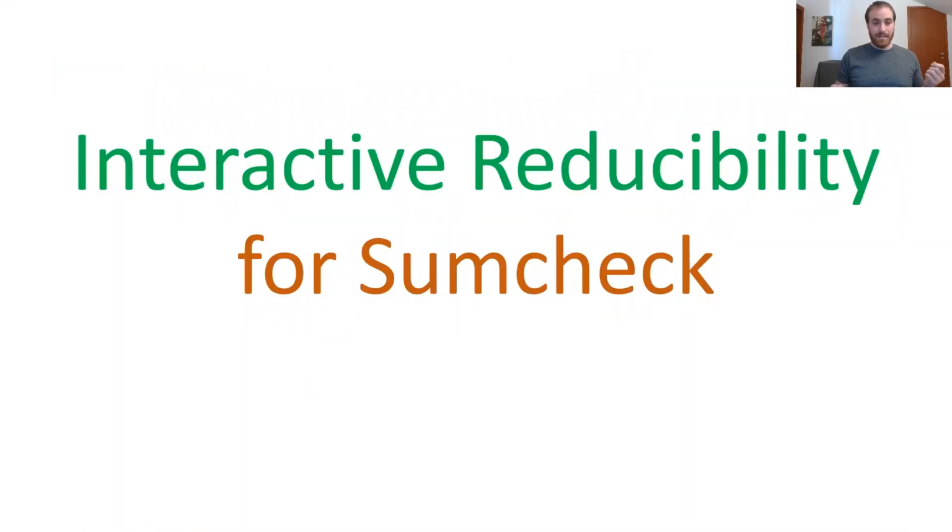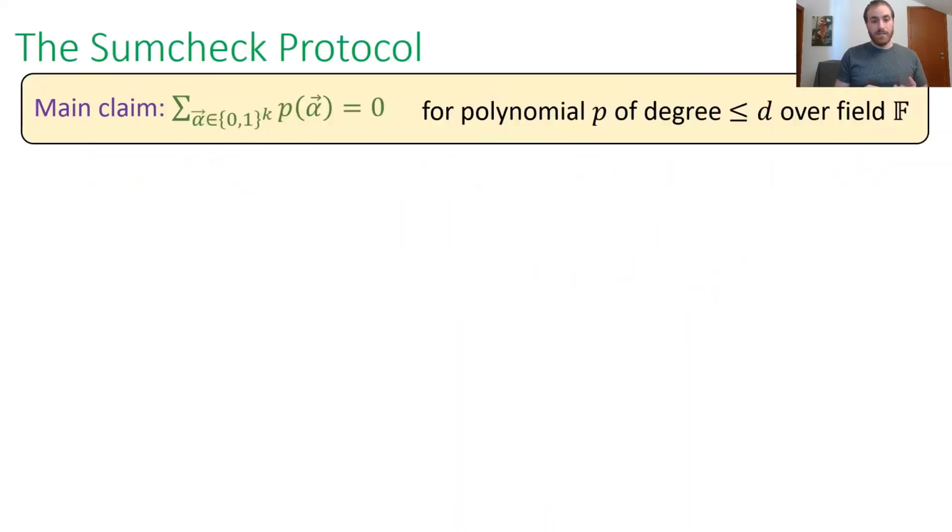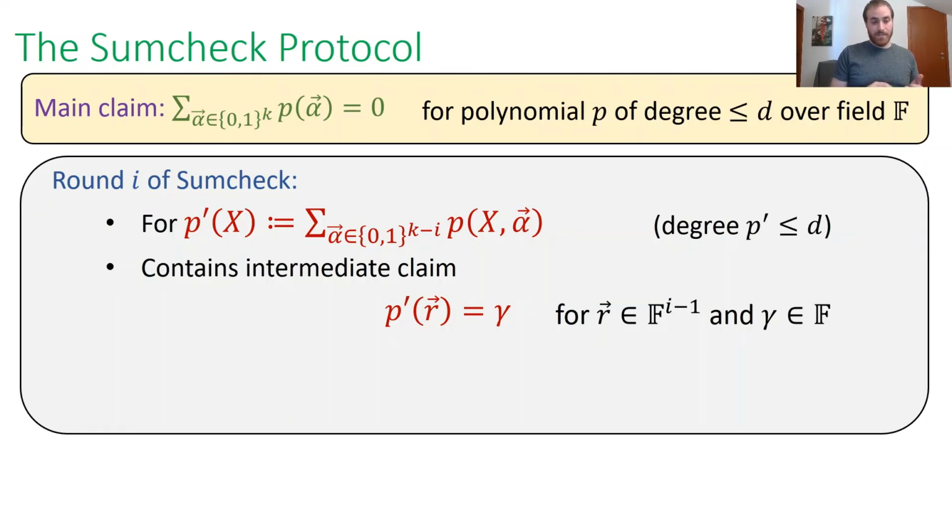Now let's look at an example of interactive reducibility for the Sumcheck protocol. In the Sumcheck protocol, we have a polynomial p of degree at most d over some field, and the claim is that the sum of this polynomial over the Boolean hypercube is equal to 0. In the ith round of Sumcheck, we look at the polynomial p prime, which is p where the first i variables of the polynomial are free, and the rest are summed over the Boolean hypercube. Notice that the degree of p prime is also at most d.